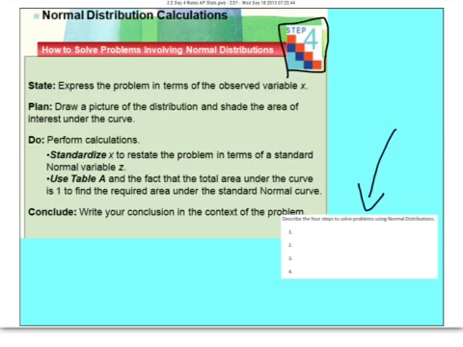What you want to do this time, when you solve any type of problem using the normal distribution, first thing you want to do is state, which means express the problem in terms of the observed variable. I'm going to show you a couple of examples where I do the state, plan, do, and conclude. The plan is draw a picture of the distribution and shade the area of interest, which we talked about yesterday. The do is actually perform the calculations, either standardize your x value to find the z-score and then use table A to find the area, or to go backwards. And the last thing you want to do is conclude the problem by answering it in the context.